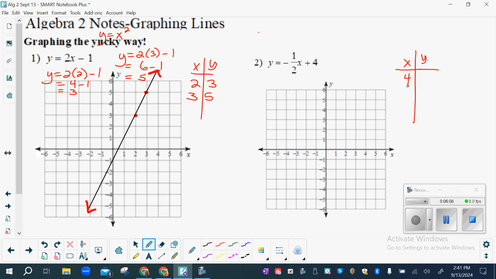So 4. So this 4 is the same thing as 4 over what number? 1. And so when we multiply that out, we get -4 over 2, which equals -2. So -2 plus 4 is 2. So what's another good number?